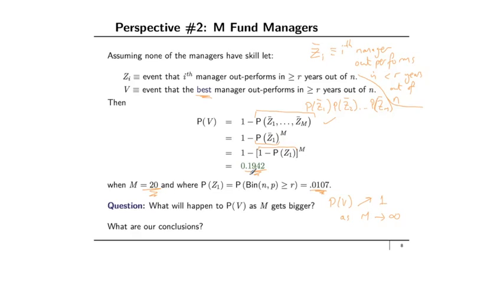I should also point out that while we have focused on the best manager here, we could also have focused on the second best manager or the third best manager and so on. If m gets sufficiently large, we're not going to just expect the best manager to do well. The second best manager will also have a very good track record. The third best manager will have a very good track record, and so on, as long as m gets sufficiently large. And this is true even if all of the fund managers have no skill.